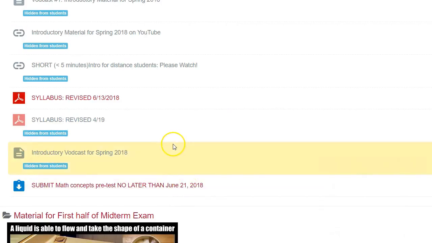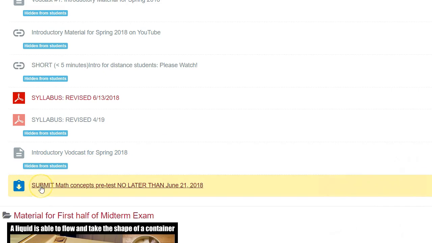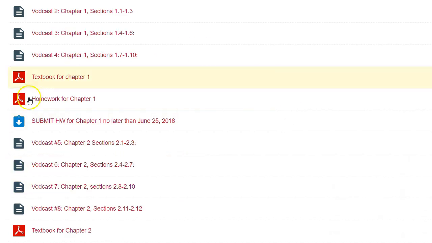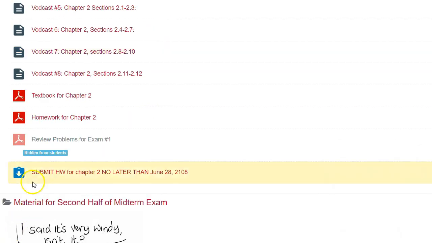Okay, now the first thing I want to show you, submit. When you see the word submit, that is where you turn in homework. This is Submit Math Concepts Pretest, and it gives you the deadline. If you come down here, you'll see another submit button, submit homework number 1, deadline. So in other words, all of the buttons that have a submit on them are where you turn in your homework. So I've shown you the Math Concepts Pretest, which is the first homework, Chapter 1 homework, Chapter 2 homework.